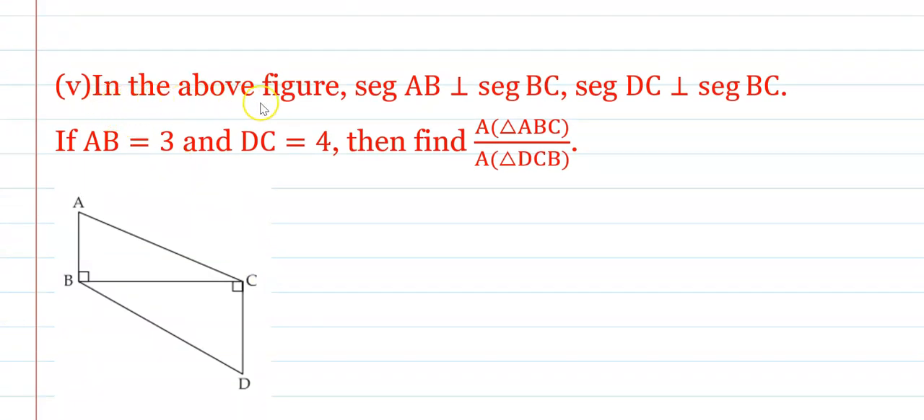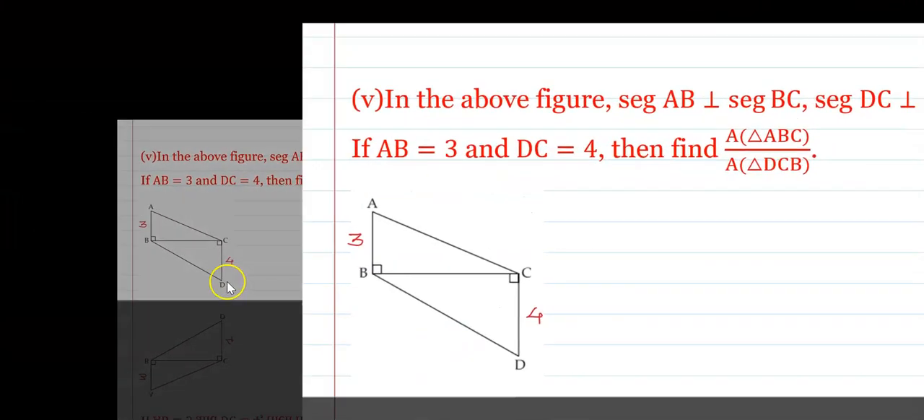In the figure, segment AB is perpendicular to BC. Segment DC is perpendicular to BC. If AB is 3, BC is 4, then find the area of triangle ABC upon the area of triangle DCB.